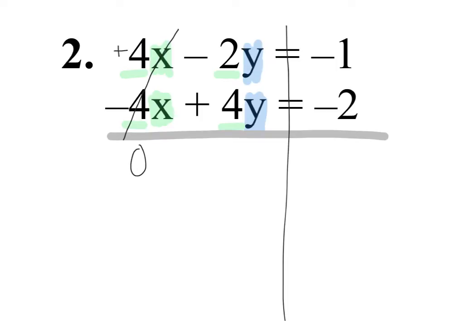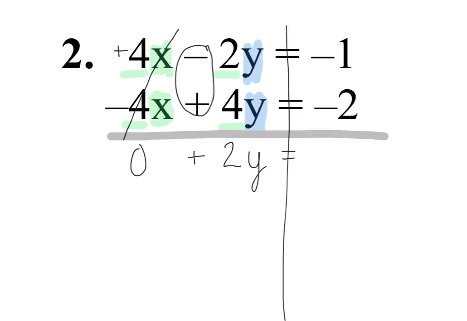-2y plus 4y, so now I just have to do the math here. They're different signs, so I'm going to subtract. 4 minus 2 is 2. Their common term is y, so I keep that, and keep the sign of the bigger number, so that's positive.